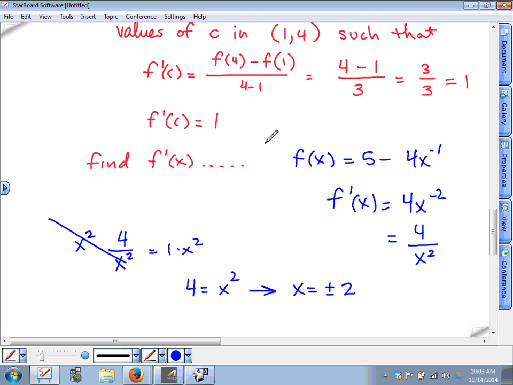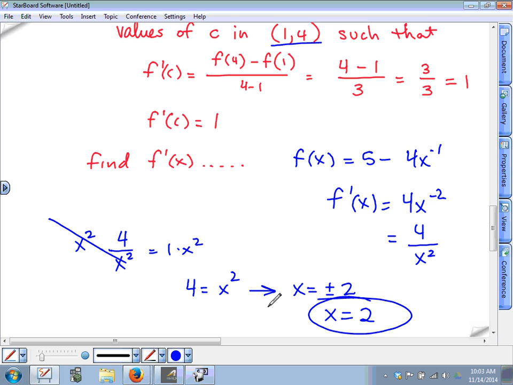But they only wanted to find values of c in the interval 1 to 4. -2 is not in it. So the only value of c that we're going to use, or the only value of x in this case, is x equals 2.